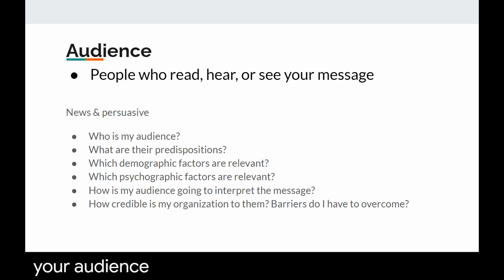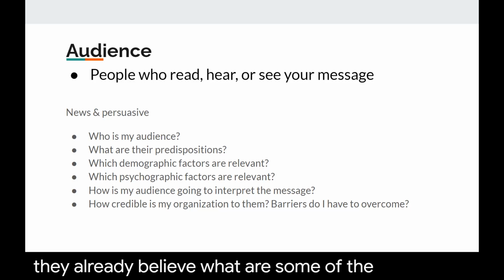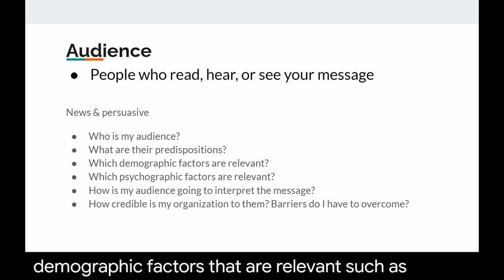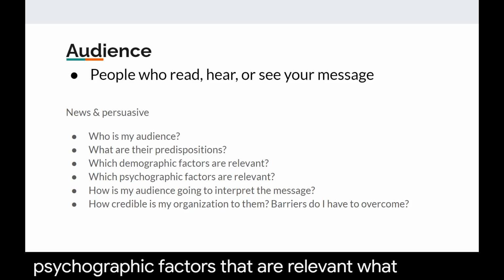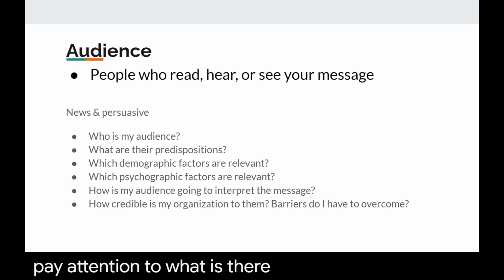Who is your audience? What are their predispositions? What do they already believe? What are some of the demographic factors that are relevant, such as race, gender, socioeconomics? What are some of the psychographic factors that are relevant? What are their hobbies? What do they like? What do they pay attention to? What is their life stage like, for instance?